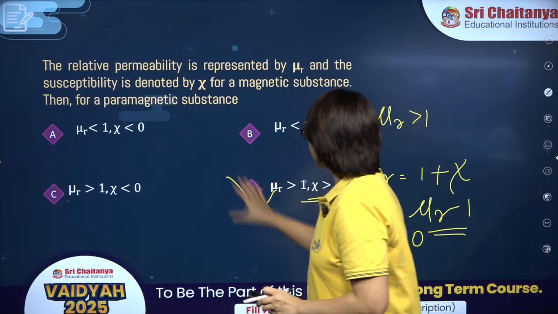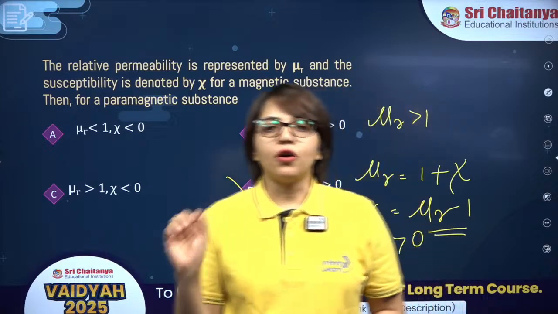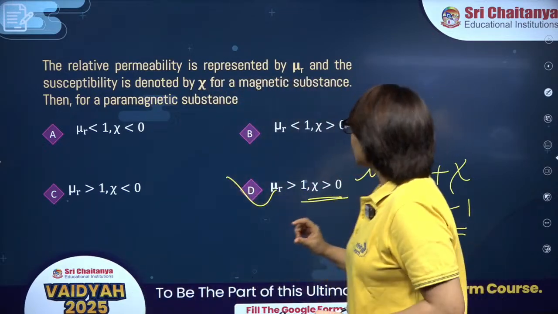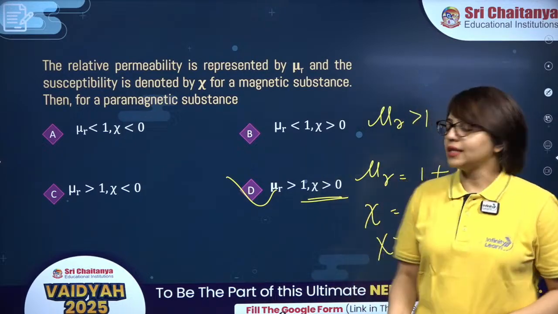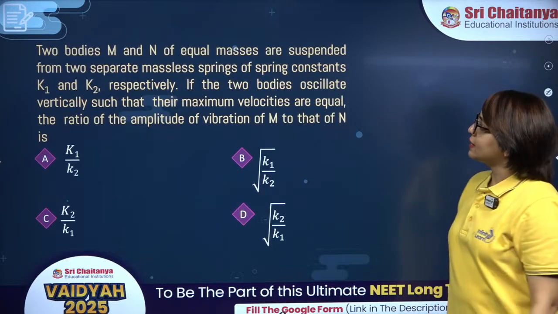For paramagnetic substance, mu r is more than 1 and chi is more than 0. For ferromagnetic substances, mu r is much greater than 1 and chi is much greater than 0. Okay? Please remember this one. Alright, next is this one.